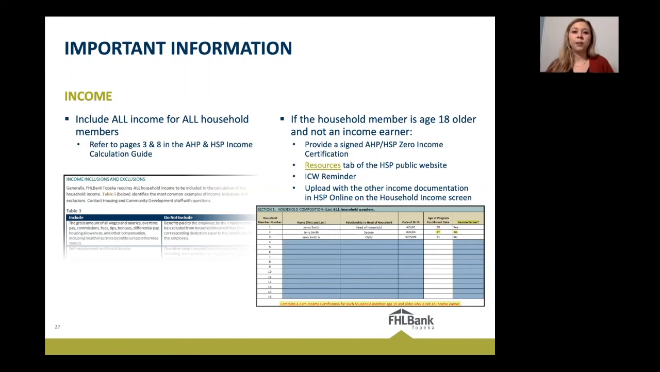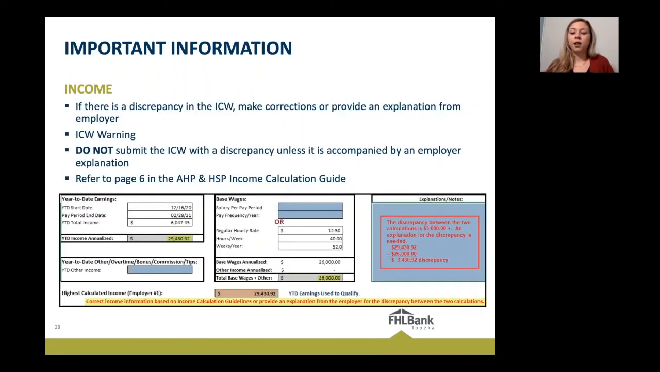Many times, income is not calculated correctly, which causes a large discrepancy between the year-to-date earnings calculation and the base wage calculation. A discrepancy of $3,000 or more requires an explanation from the employer and/or correction. A red font message will appear under the highest calculated income if there is a large discrepancy.